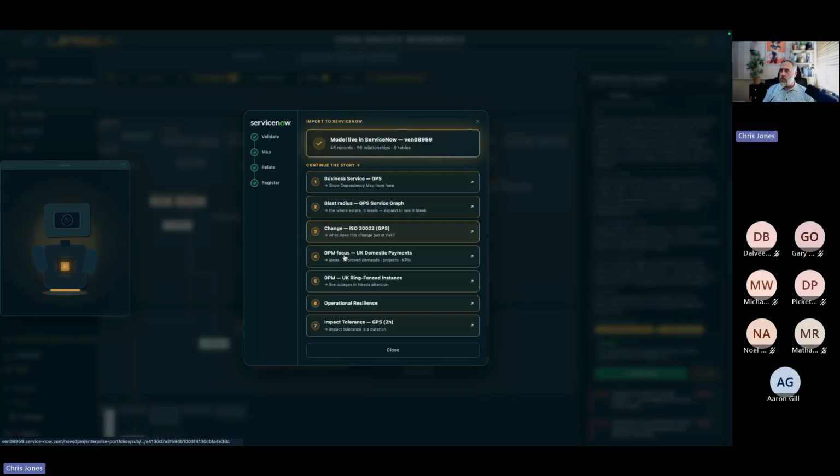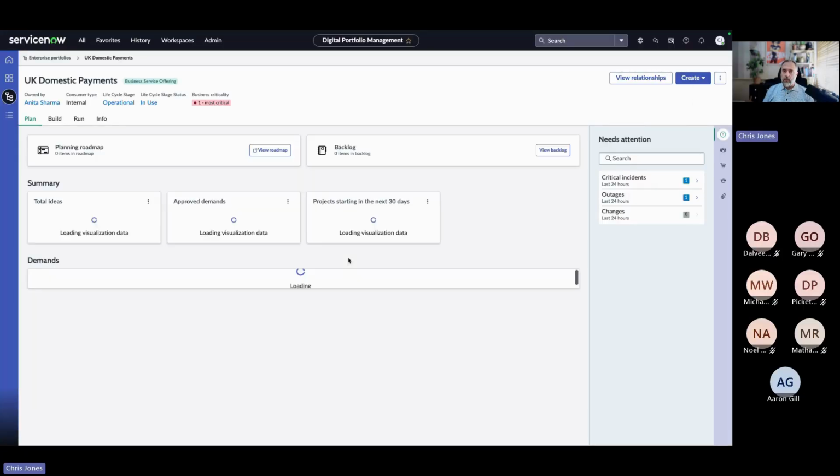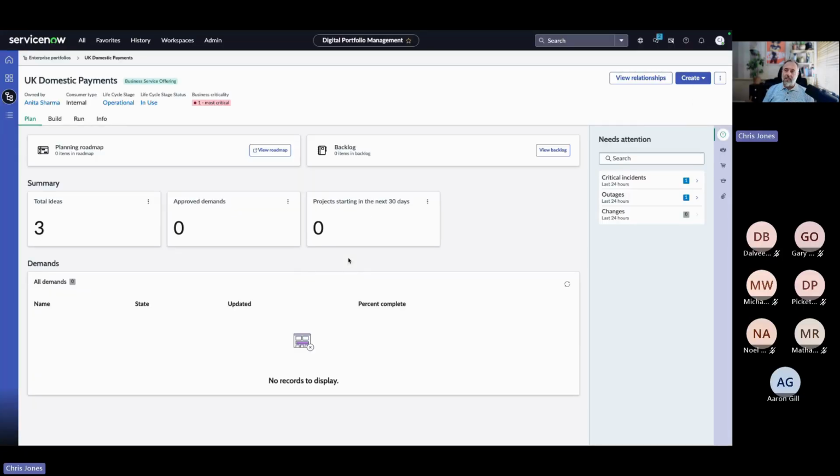Then we can look at changes. We can look at digital portfolio management. Let's look at that because this is very cool. Digital portfolio management doesn't work well without a service model in the CSDM. So you can have all the service mapping from a discovery perspective you want. This does not work otherwise.